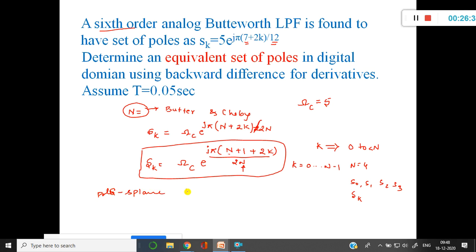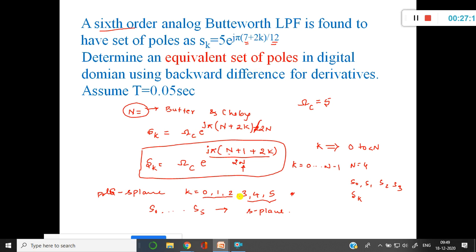So if I substitute k equal to 0, 1, 2, 3, 4 up to 5, that is totally 6 poles. If you find only 3 poles, that is sufficient, because the rest of the 3 poles will be complex conjugates. Right? Here S0 to S5 are the poles that belong to the S plane. Now what have they asked? They have asked us to find the poles in the digital domain by using the backward difference method.